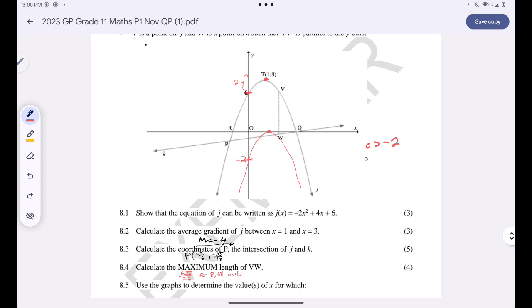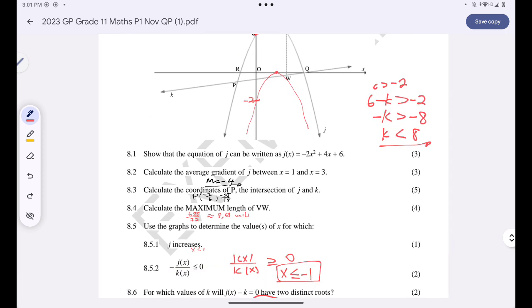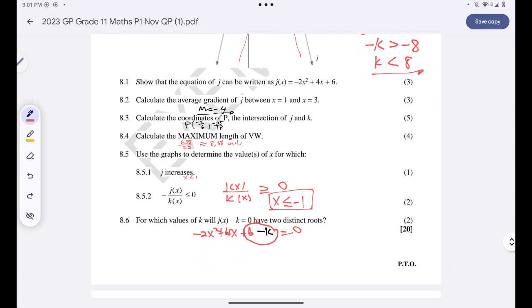So I'll simply say this is 6 minus k. It's just greater than -2. That means -k is greater than -8. That means k has just to be less than 8. K must be any number which is less than 8 for me to find two distinct roots for this equation. Are you together? So k must just be an answer which is less than 8. K is less than 8.